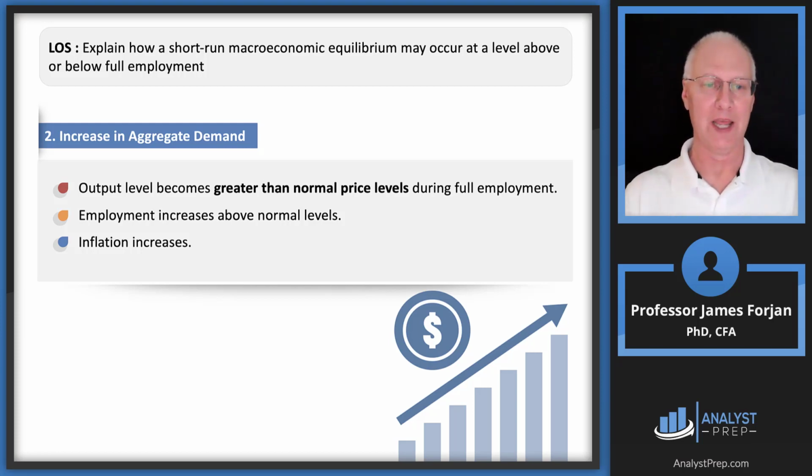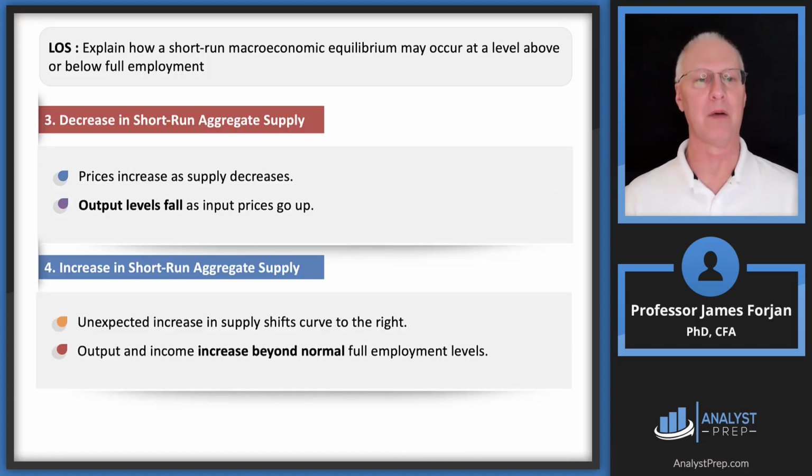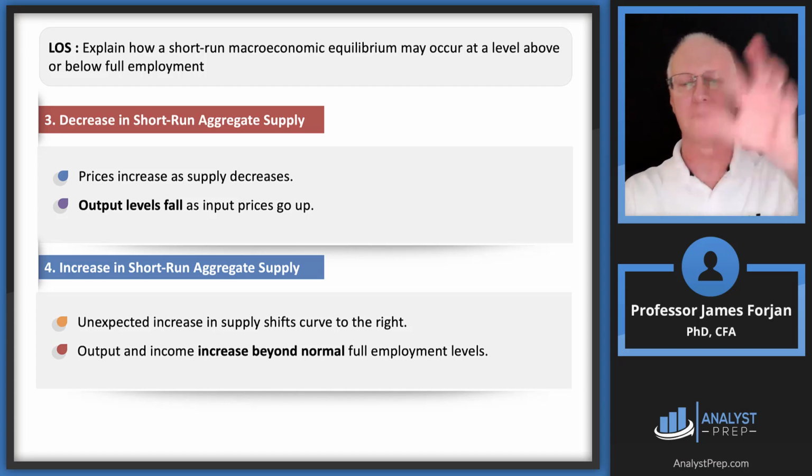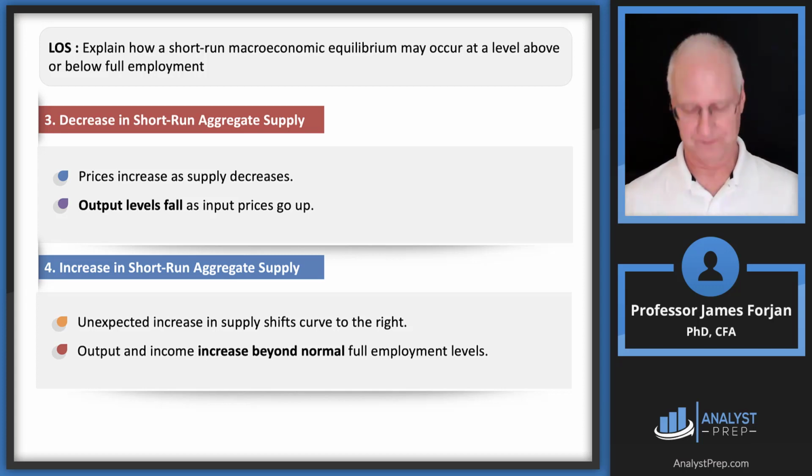So we all have to hire more people. So employment then increases above those normal levels. And then, look at that last teardrop point, we probably have inflation. We have a decrease in the short run aggregate supply, those price increases as the supply decreases. And all this means is that the output levels fall as the input prices go up. And that should make sense, right? And then maybe just the opposite, an increase in short-run aggregate supply. Just turn that upside down.